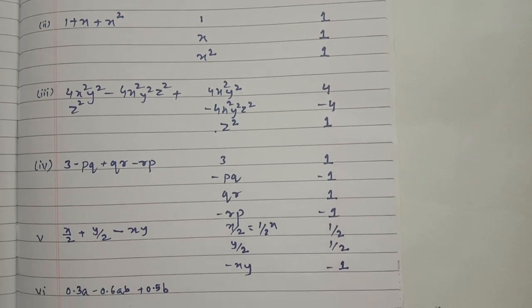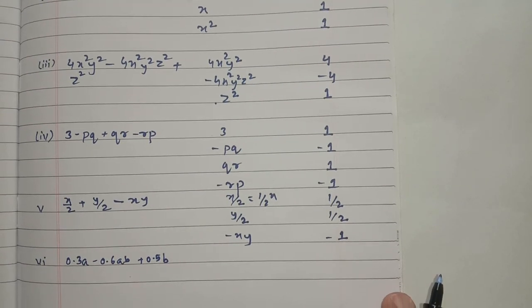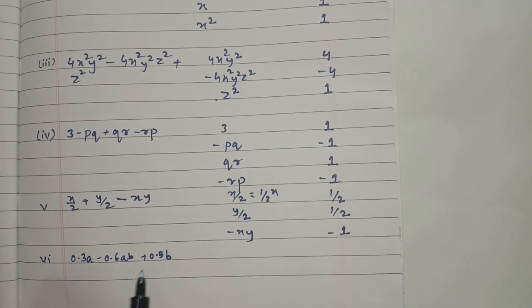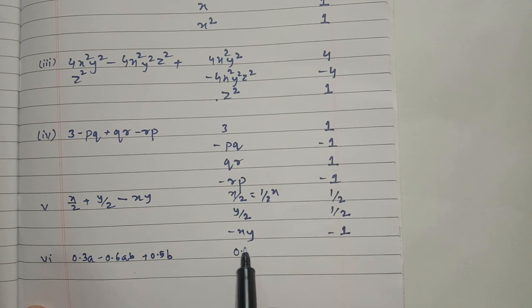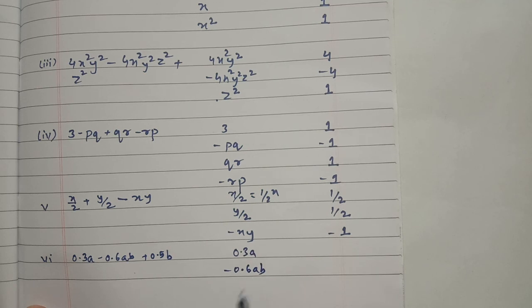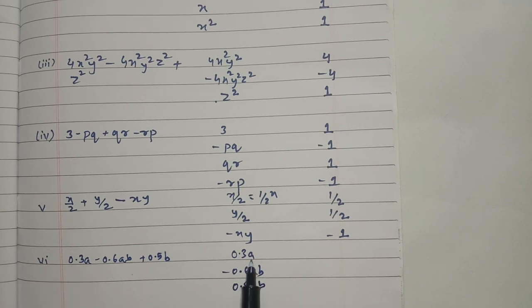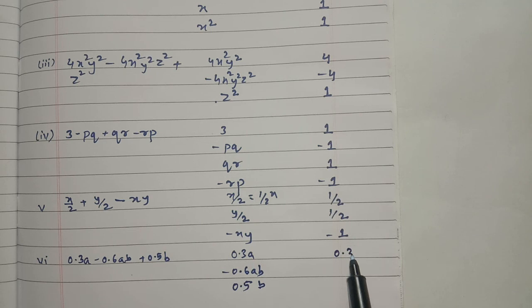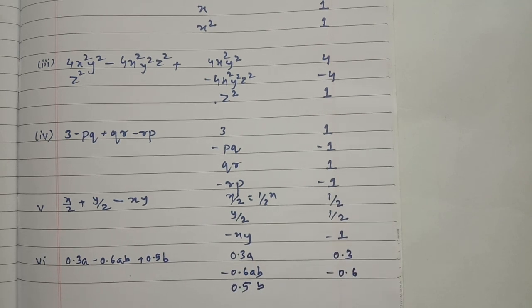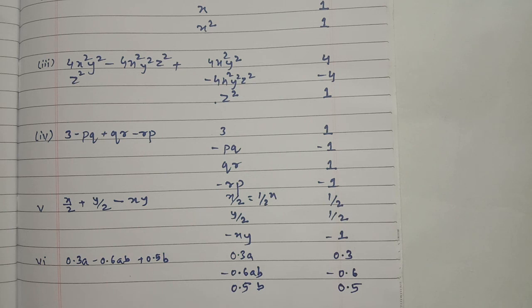Then the last question is the 6th one. There are 3 terms. First one is 0.3a. Second one is minus 0.6ab. And third one is plus 0.5b. Here the coefficient of a is 0.3, the coefficient of ab is minus 0.6, and the coefficient of b is 0.5. This is how we have to solve this question.